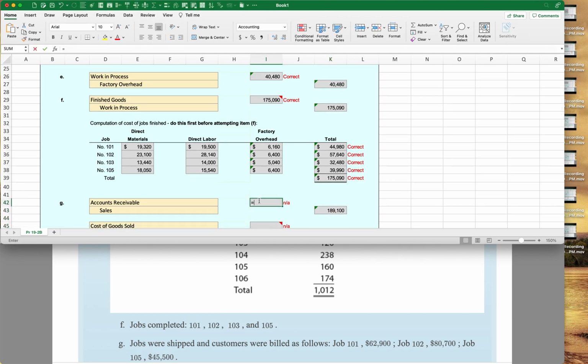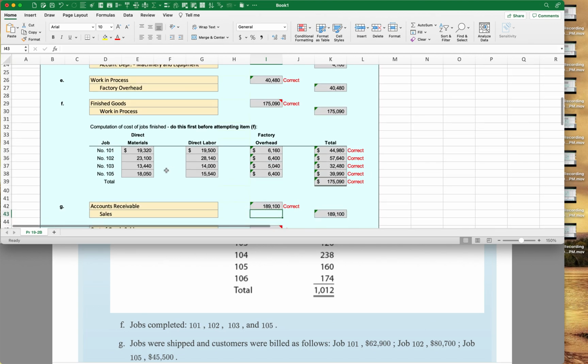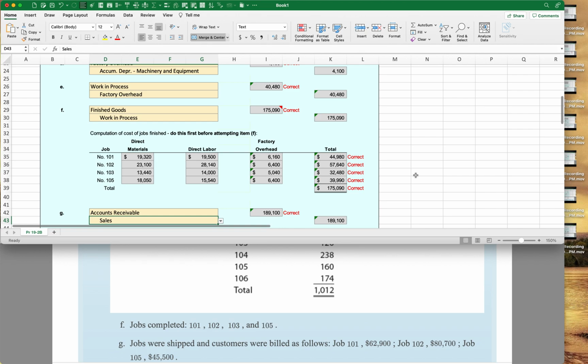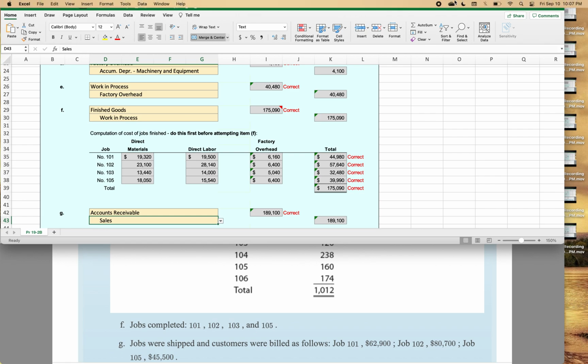And of course, I'm going to increase my sales with that information. And so that's a credit to sales revenue, or sales is fine. And then I want to show that I have that money owed to me through accounts receivable. So I'm going to increase accounts receivable. And that is how we take care of an entry when we have finished a job and we have sold it and we've billed our clients for it.